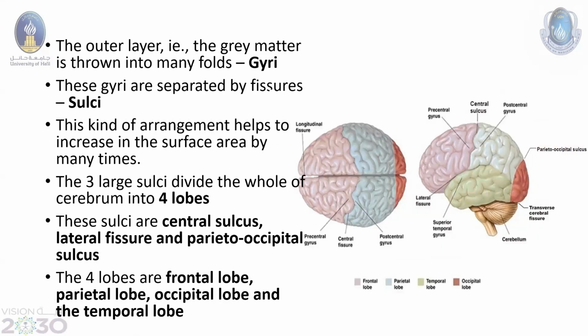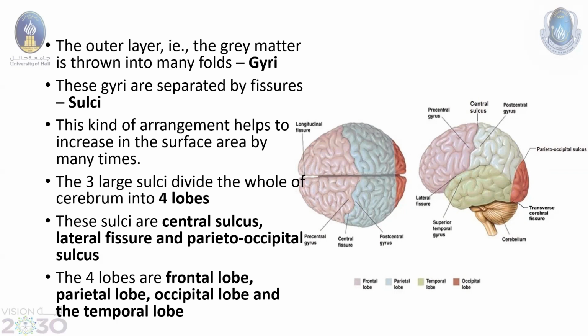The outer layer, the gray matter, as we said, is thrown into folds, and these are called gyri. If you can see here, these elevations are the folds of the outer cortex, that is the gray matter, called gyri. One is a gyrus, and multiple are called gyri. And the gyri are separated by depressions between them. These are called fissures, and these fissures are specifically called sulci.